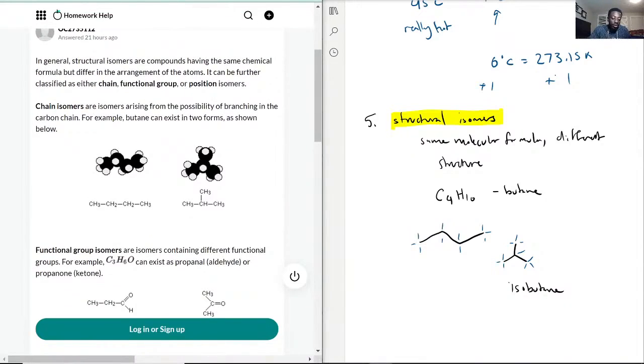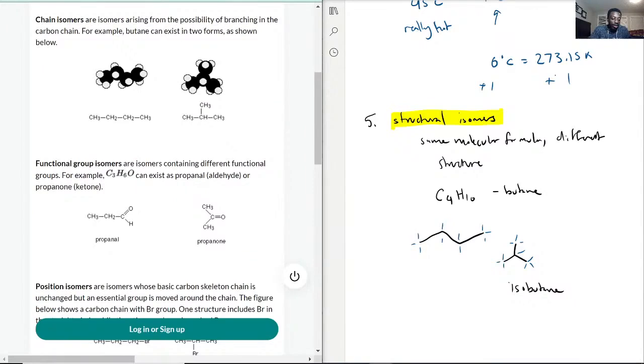So let's see what they have. Chain isomers, which is kind of like what we did here. You see they actually use butane and isobutane. They have functional group isomers, where they have first an alcohol, and then actually that's not an alcohol, sorry, this is an ether, I believe. Let's review that. And then they have propanone. That is not an ether, oh wait, no, not even an ether. Both of them are not ethers.